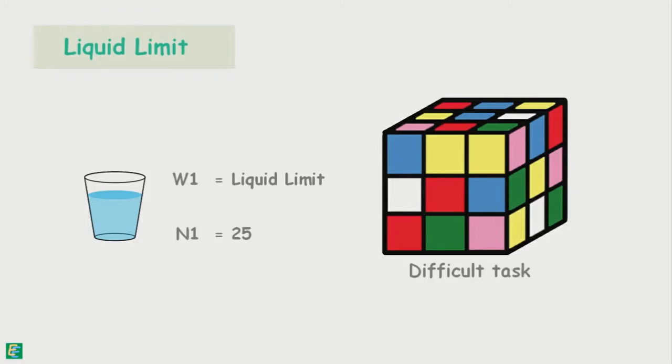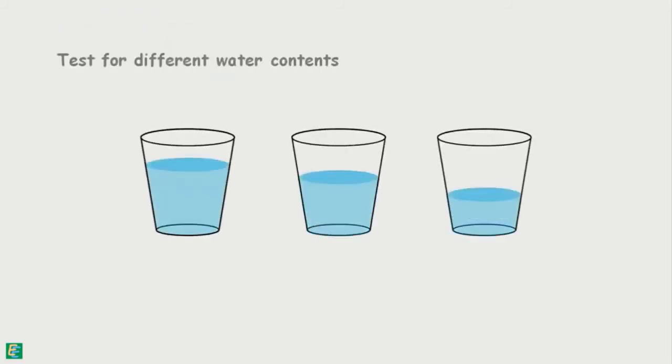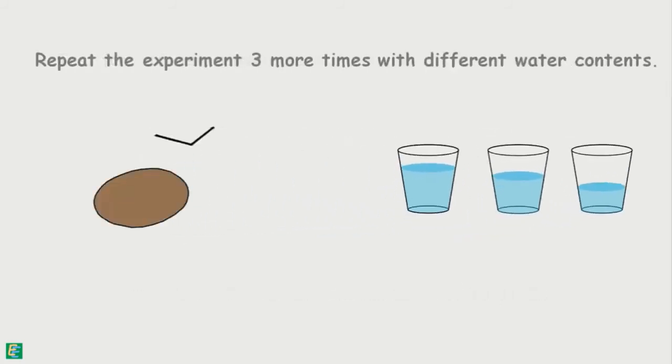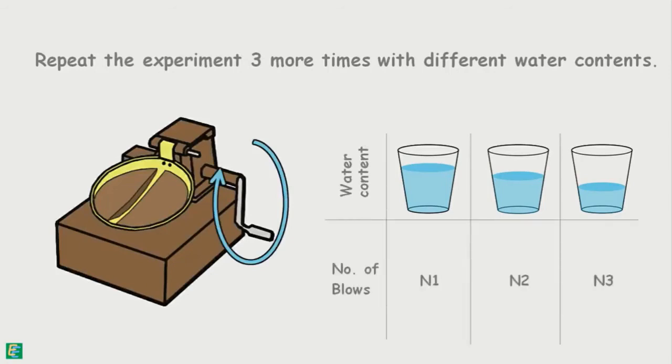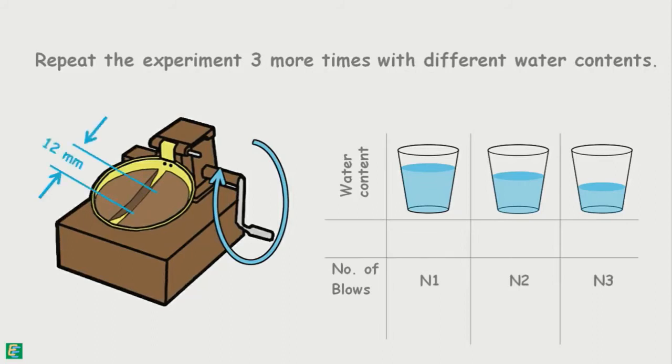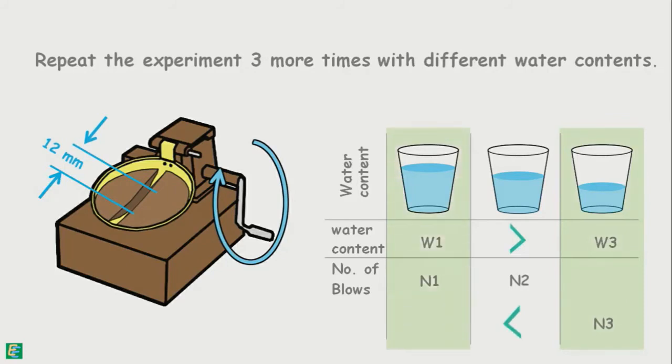So we conduct the test for different water contents so as to get the number of blows in the range of 10 to 40. Hence, the experiment is repeated 3 more times after adding more water to the soil, and each time recording the number of blows to close the groove for a distance of 12 mm and determining the corresponding water content. Soil with low water content would yield more number of blows as the soil paste will be stiffer, and soil with higher water content would yield less number of blows.